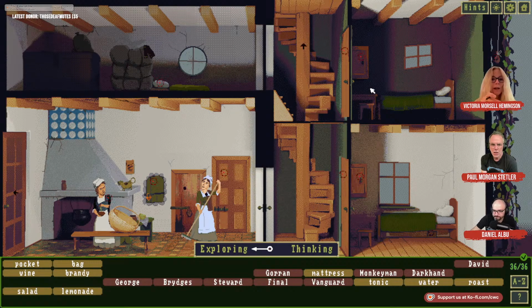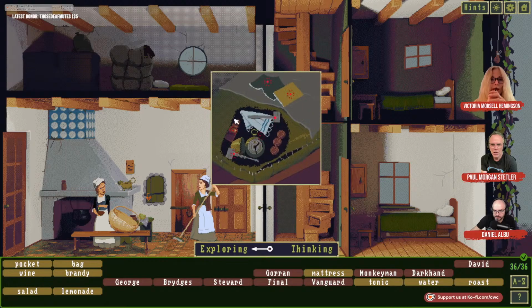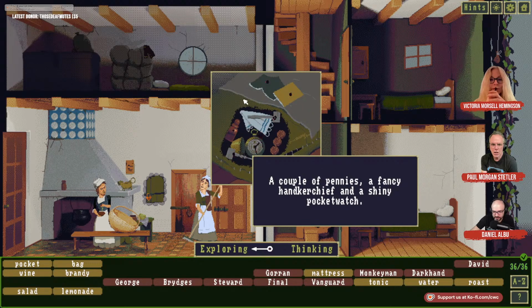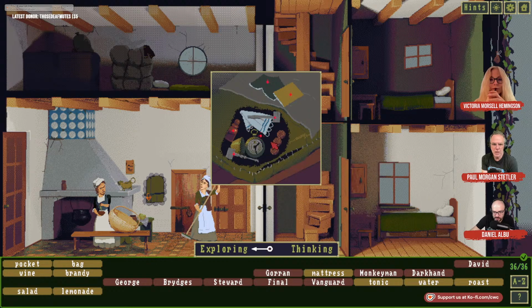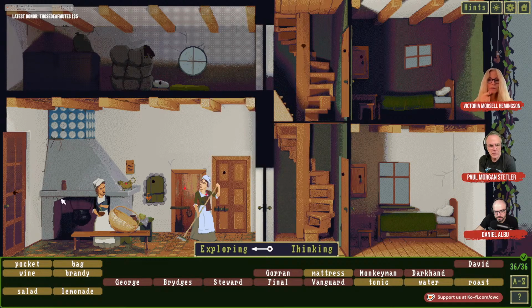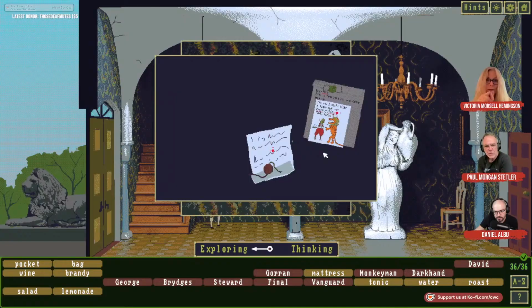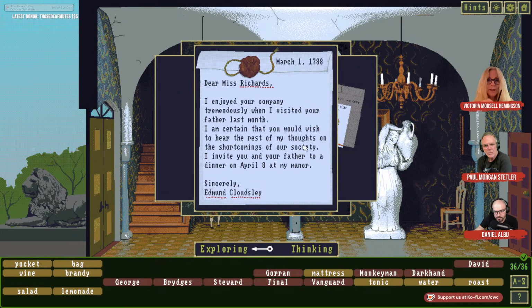Can we look at the one above the kitchen again? Yep. The items: we have a couple of pennies, a fancy handkerchief, a shiny pocket watch. What else? Books. What are the books? I think the books match. There was something that matched. Monkey Man. Didn't the coat have something like the monkey man in the pocket downstairs? You remember the woman's coat? Oh no, that was the tiger. Okay.